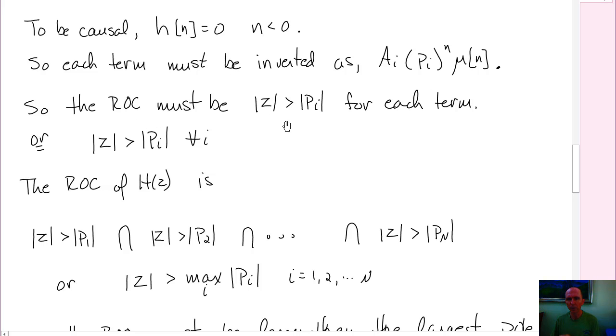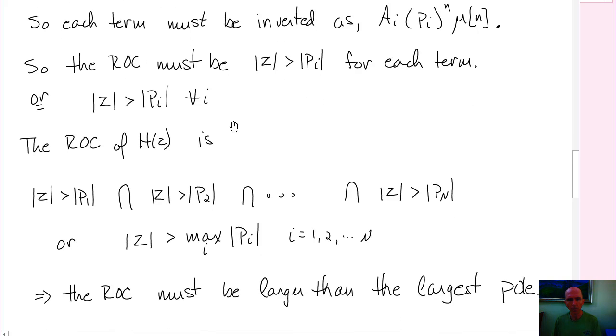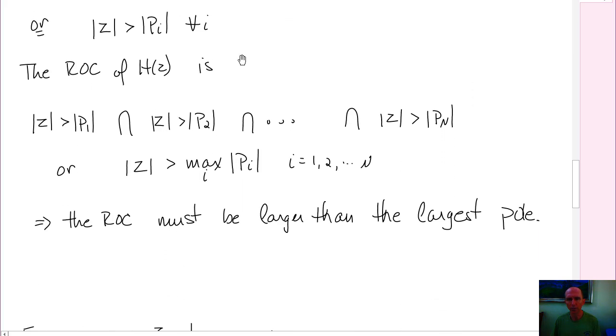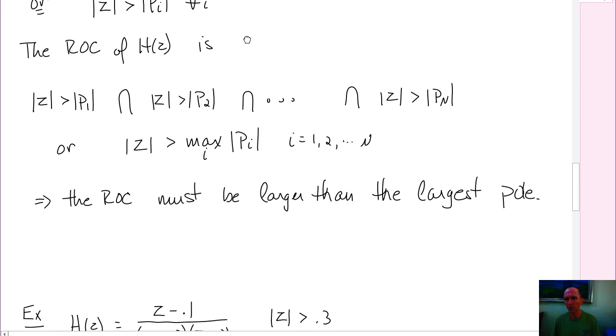So the region of convergence must be the magnitude of z greater than the magnitude of the pole. But this is for every term. In other words, we need the magnitude of z greater than the magnitude of p_i for all i. Now, in general, the region of convergence is the intersection of the regions of convergence for each term. So we'd get this long thing here: z greater than p1, z greater than p2, etc. Now, since we needed greater than all of them, it would just be z greater than the maximum of them.